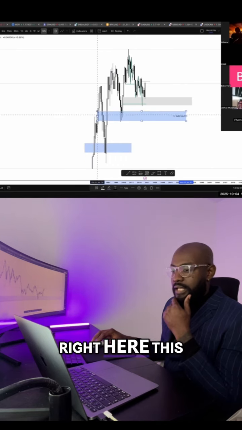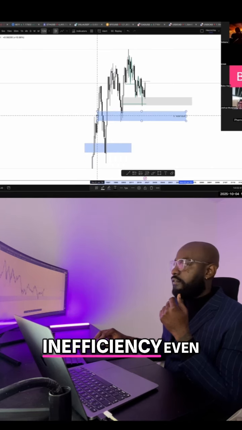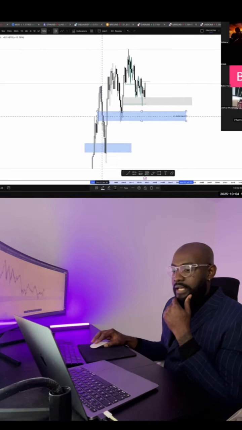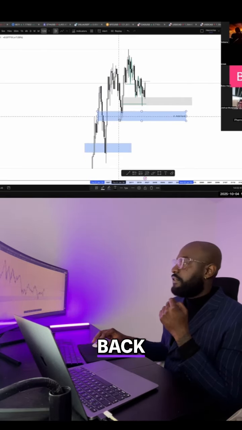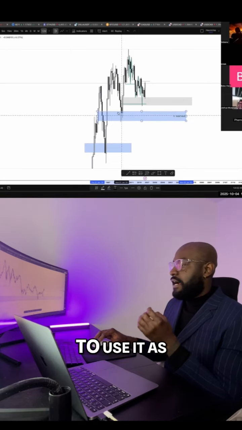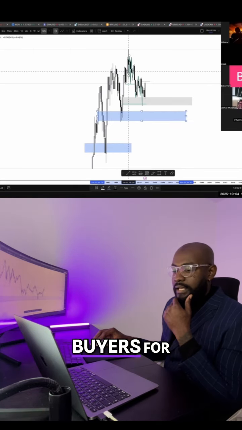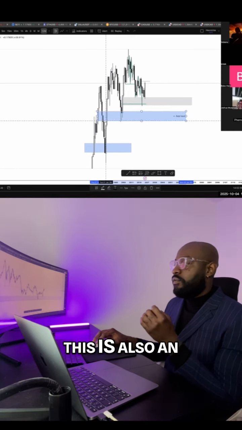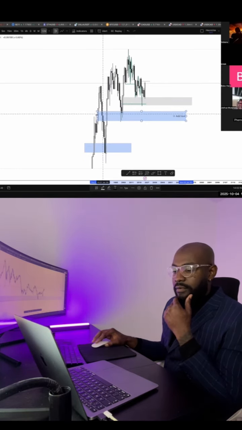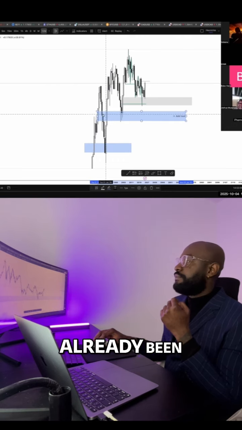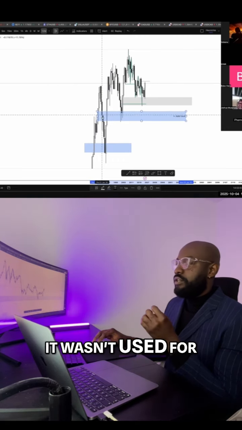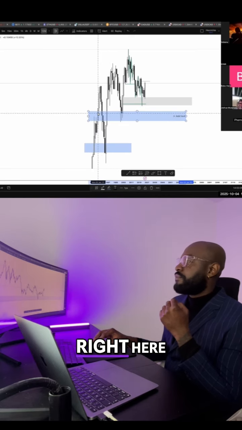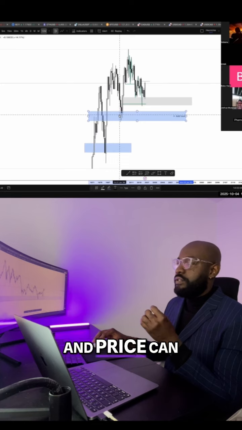And you can see right here, this inefficiency, even though it didn't work for buys right here, the market came back into that position to use it as support for buys for continuation. Also, putting this into perspective, this is also an inefficiency. Now, this one right here, because it's already been invalidated right here and it wasn't used for buys, it becomes an inverse fair value gap right here. And price can also use it.